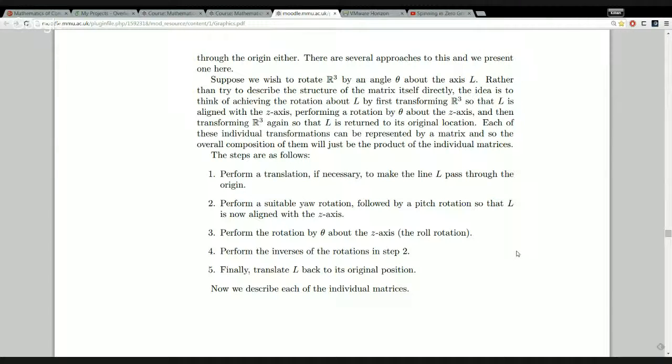But now everything has been moved around and it's in the wrong position. Remember, I originally wanted to rotate around that line by the angle theta. But I've dragged it here, I've rotated it here, I've rotated it there, and then I've rotated it here.